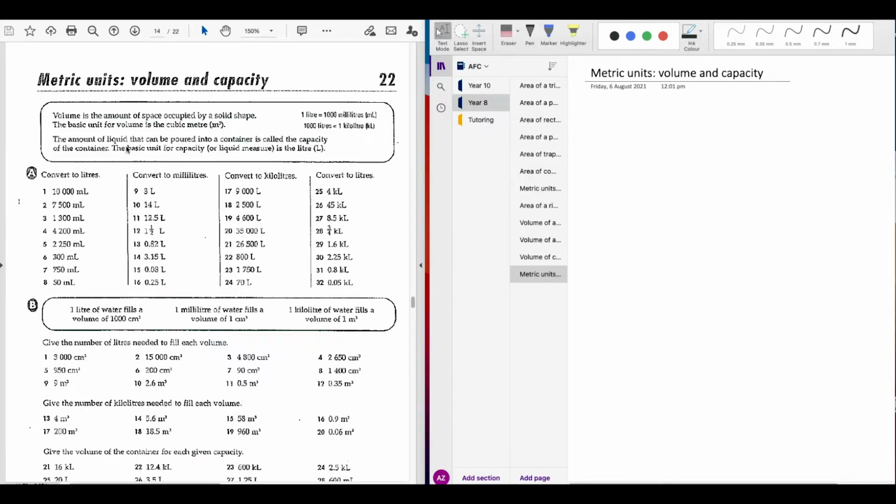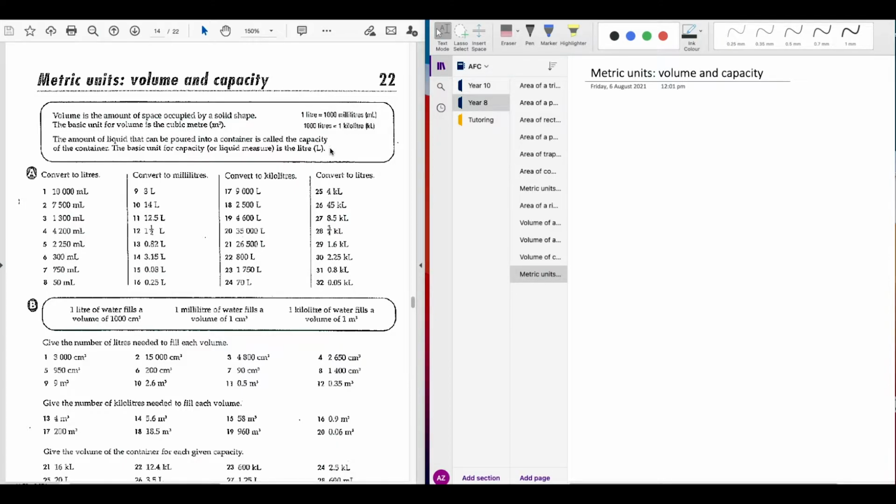The amount of liquid that can be poured into a container is called the capacity of the container. And the basic unit for capacity is the liter. So think of capacity in terms of liters and volume in terms of cubic meters. I'm sure you know what 1 liter is, right? So that's just capacity. Alright, let's go through some of these questions.